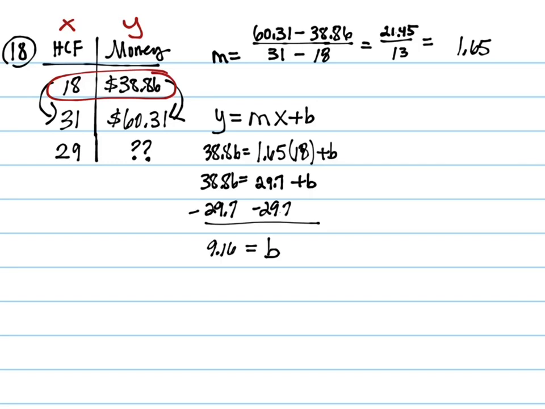9.16. So just because you have water piped to your home, whether you use it or not, you're paying $9.16. And your equation then, generally speaking, would be y equals 1.65x plus 9.16. And we want to know what happens when we use 29 hundred cubic feet. So we'll plug that in. So what happens when I have those numbers evaluated?